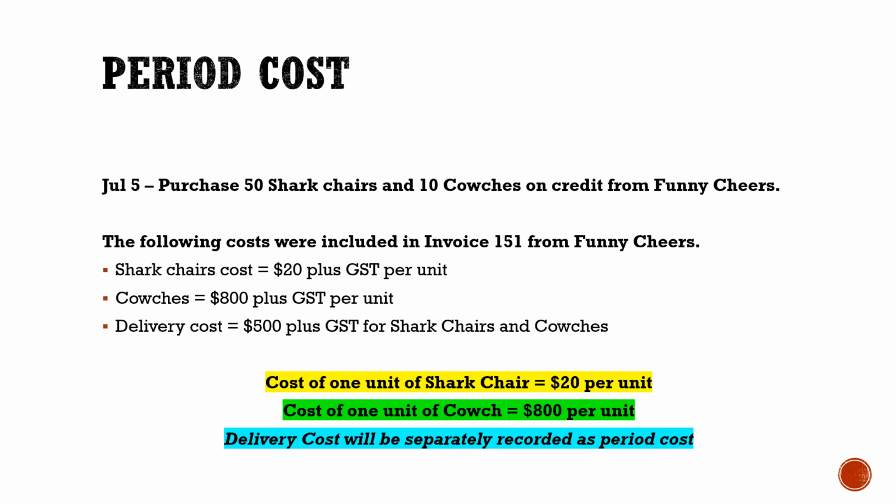The cost of one unit of shark chair will be $20 per unit, and the cost of one unit of couch will be $800 per unit. The delivery cost will be separately recorded as period costs under this method.